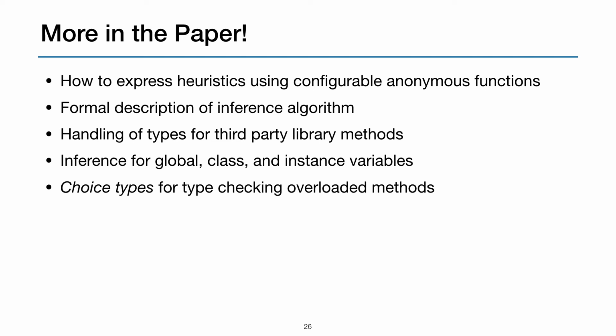We provide a formal description of our inference algorithm. We discuss the handling of types for third-party library methods. We talk about how to infer types for global class and instance variables. And finally, we discuss choice types, which are an approach to type checking overloaded methods.